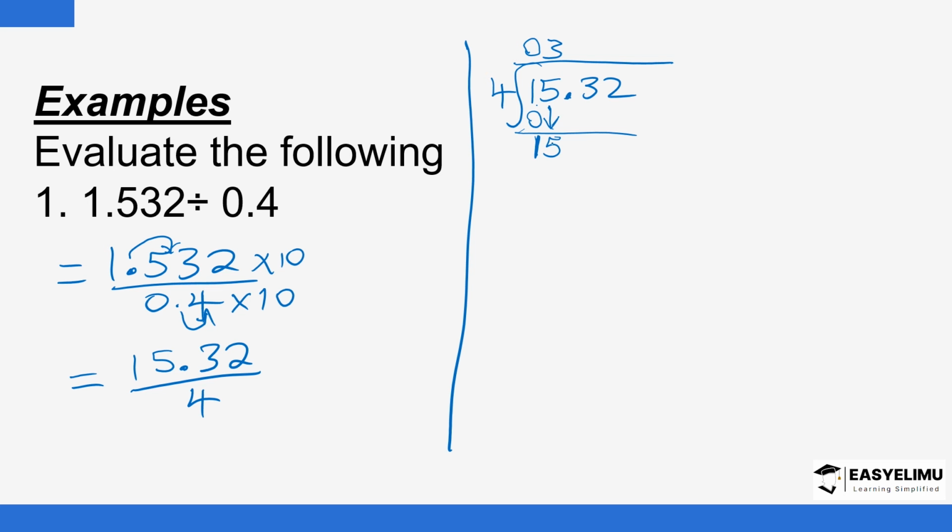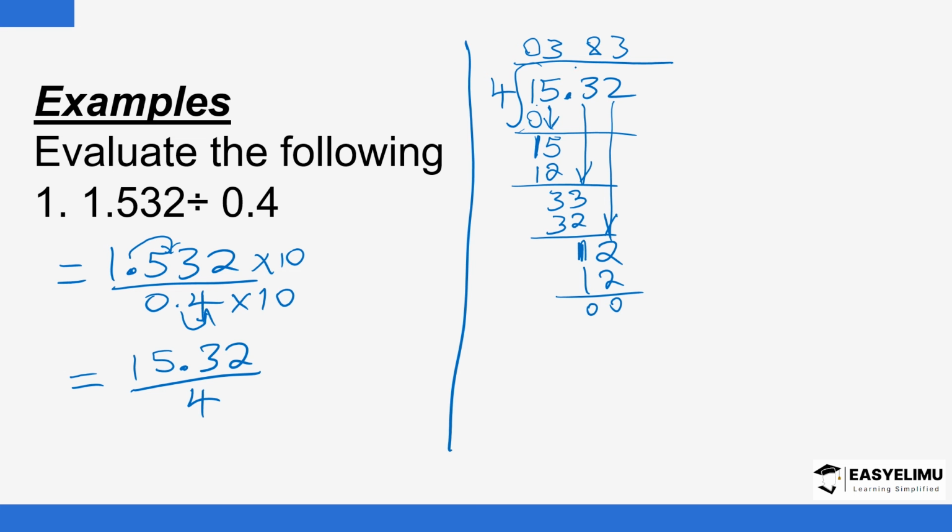So 3 by 4 is 12. And if you subtract, this is 3. Then you drop the next digit, which is 3. And 33 divided by 4 is 8. And 8 by 4 is 32. So you subtract again, this is 1. You drop the next digit, which is 2. So 12 divided by 4 is 3. And 3 by 4 again is 12. So if you subtract, 0, 0.